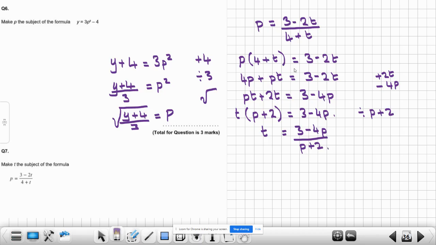Okay, so the first thing we do is to get rid of that fractional part by multiplying by 4 plus t. And then we have to get our t's on one side, anything else on the other. And then the important stage for a sum like this is we have to factorise so that we can isolate the t. And then finally just divide. Okay, hope that's useful.